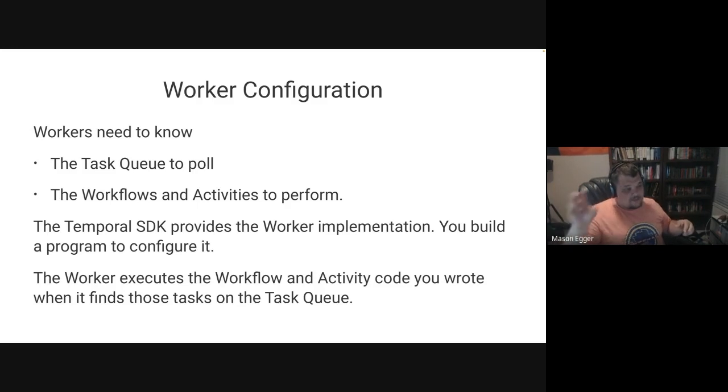So I can have that specific activity registered on a worker that only can get scheduled on a GPU instance, and it will ensure that it runs there. The workflows, so it is a task queue to pull the activities to perform. The Temporal SDK provides the worker implementation. You build a program to configure it, and then the worker executes the workflow and activity code you wrote when it finds those tasks on the task queue. So it basically sits there and waits, and whenever it finds work to do, it executes it.